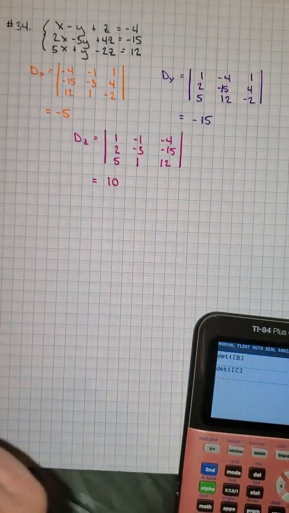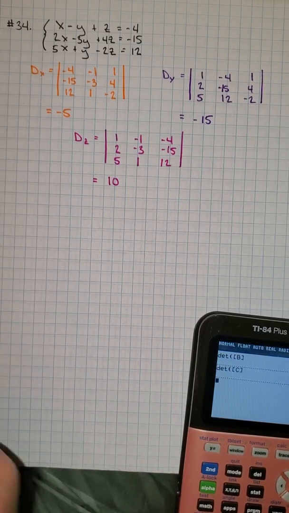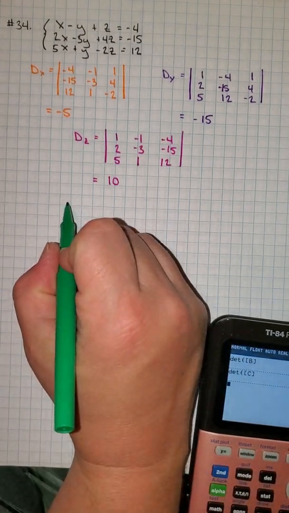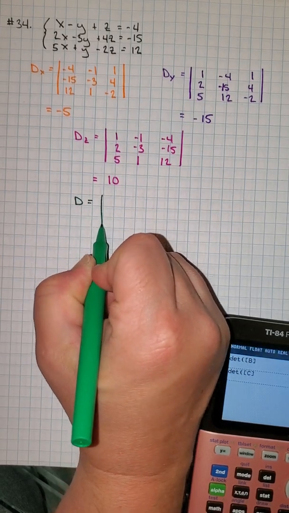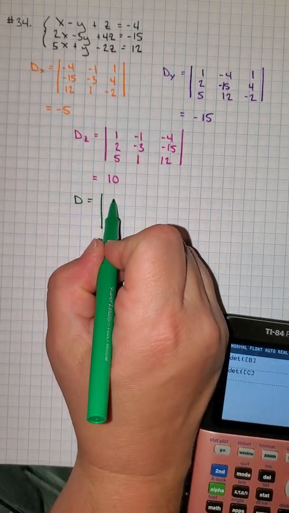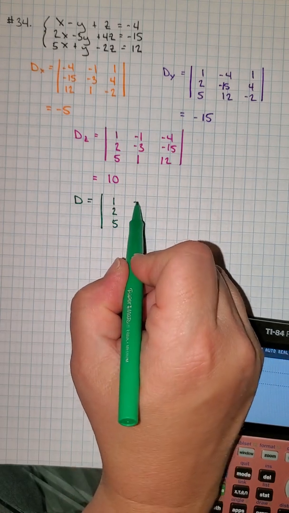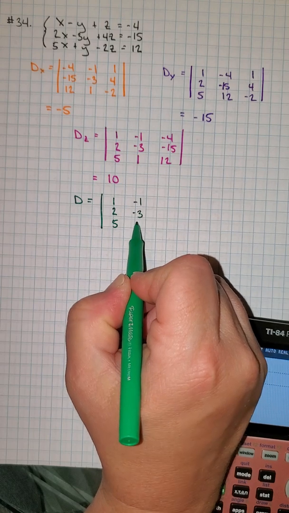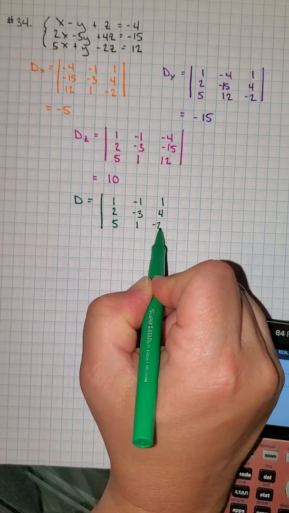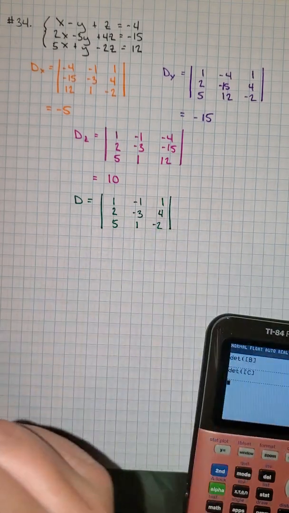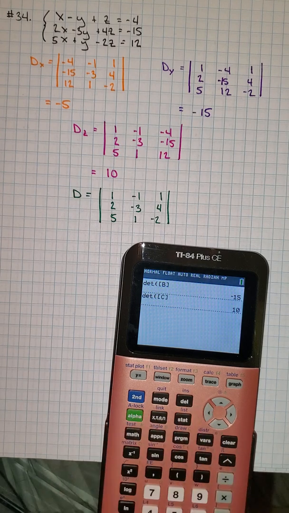Oh, I'm not done yet. Dang it, I should have moved this one over. Oh well. We also need to find D. And that's our matrix without the answers in there. So putting in the X's, 1, 2, and 5. Putting in the Y's, -1, -3, and 1. And putting in the Z's, 1, 4, and -2. Alright, so one more time, this will be matrix D.